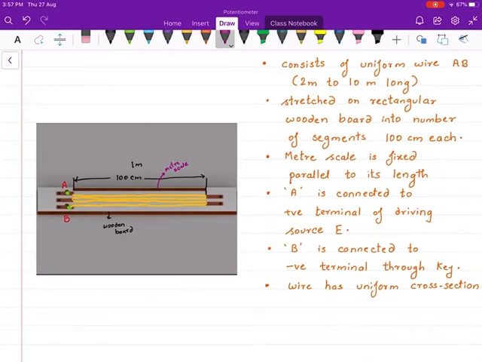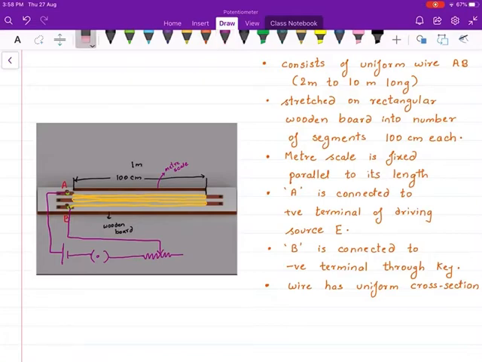A is connected to the positive terminal of the driving source E, and B is connected to the negative terminal through the key. So this terminal A is connected to the positive terminal of the driving source or the battery, and B is connected to the negative terminal, okay, through the key. Many a times a rheostat is also attached over here. Okay, so this is a typical potentiometer that we are going to use.